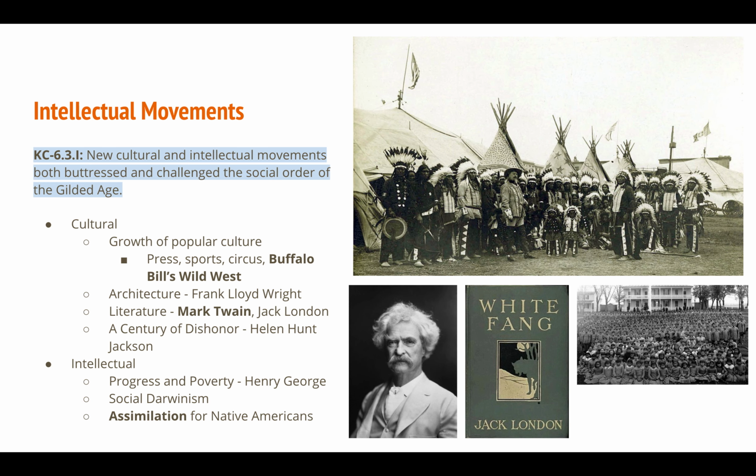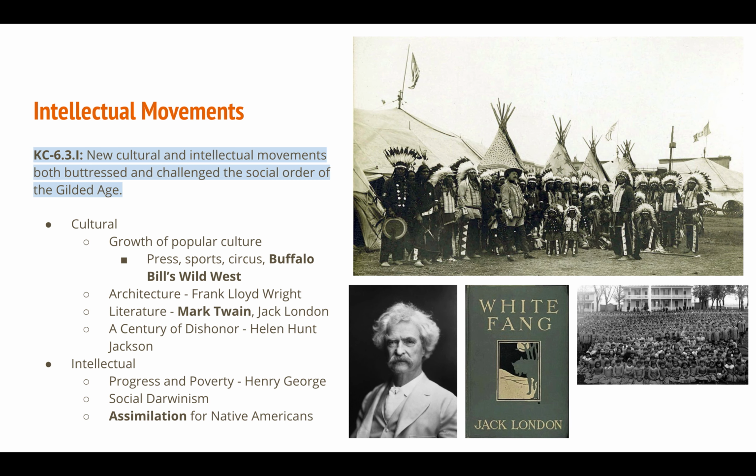Literature, Mark Twain is a great example of these realist writers, and Jack London is a really good example of the naturalist writers. Helen Hunt Jackson writes her book, A Century of Dishonor, talking about how the United States government has treated Native Americans for the past 100 years and is advocating for change.